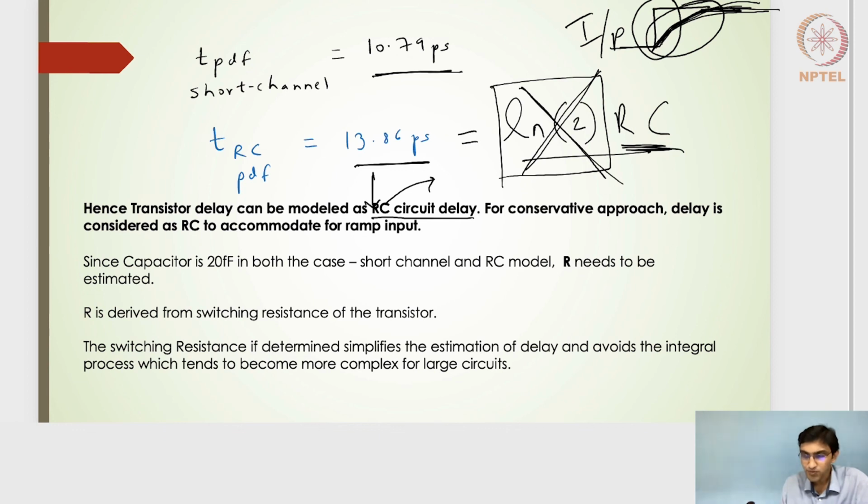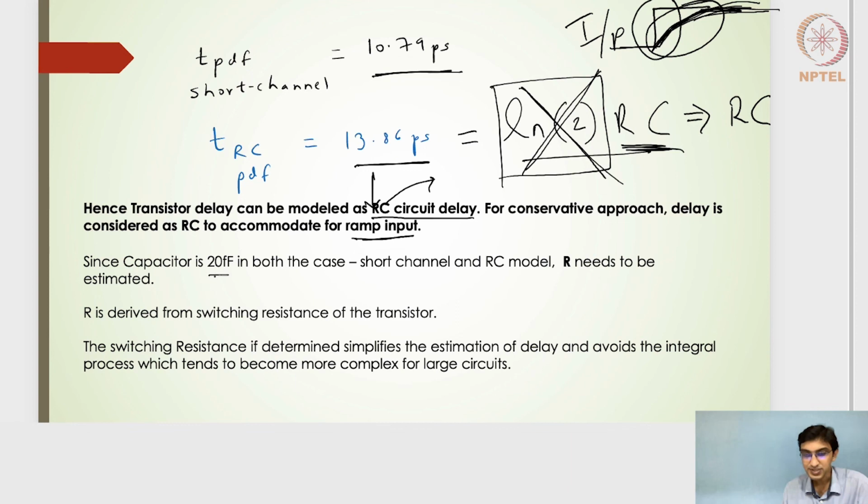So for an input voltage which has a ramp, for the output voltage delay estimation, we'll consider it to be a product of R and C. Right, so that's what I've written here. For a conservative approach, delay is considered to be an RC value to accommodate for the ramp input, and not for the step input. So we'll not always have a step input.